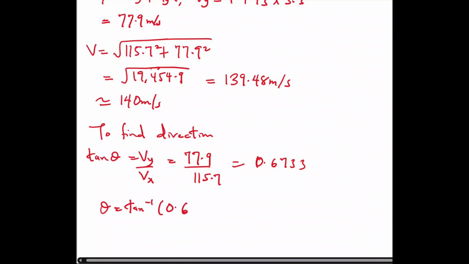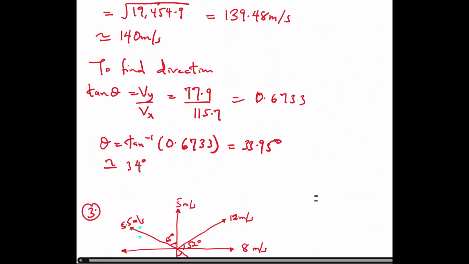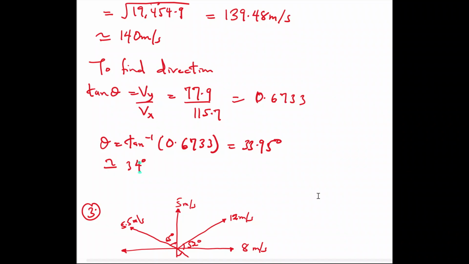So theta is equal to arctan 0.6733. Okay, so that will be equal to 33.95 degrees, which is approximately 34 degrees. Okay. So we can say that after 5.3 seconds, the spacecraft has a velocity of 140 meters per second in a direction of 34 degrees above the positive x-axis.